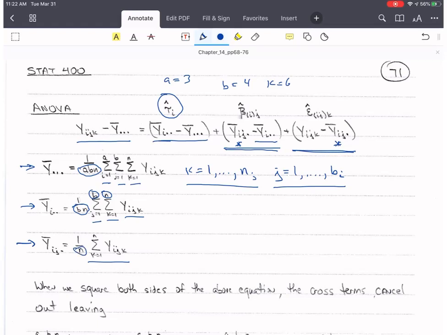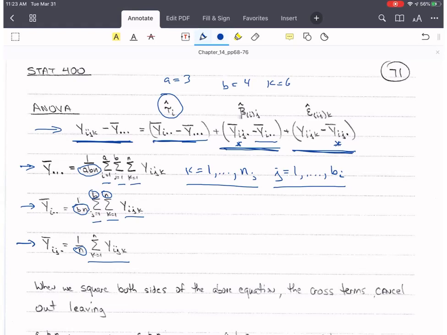The interesting thing about breaking up the difference between an observation and the overall mean into these three terms is that they involve subtractions. The only two terms that aren't canceled out are the yijk and the y dot dot dot bar. Everything else cancels out if we were just to add these.